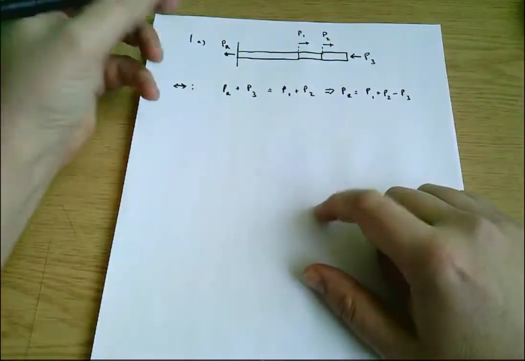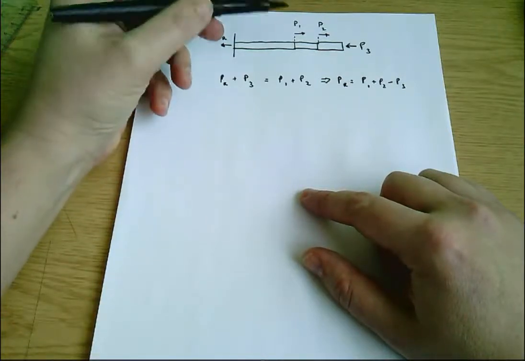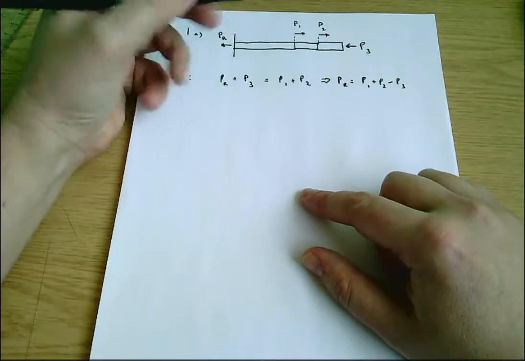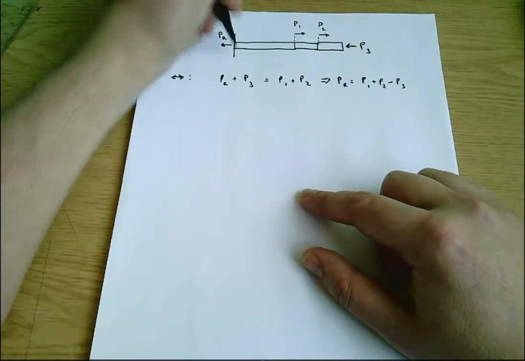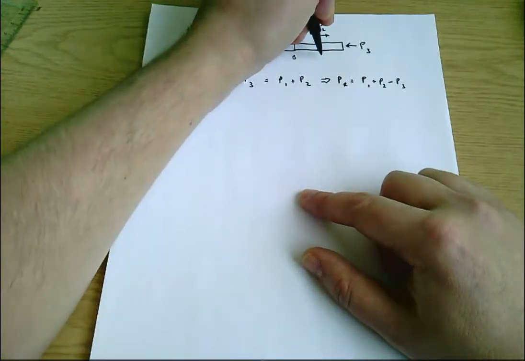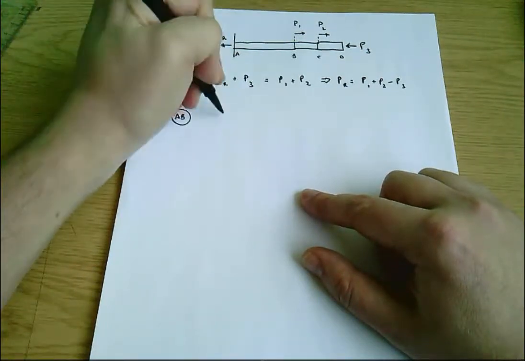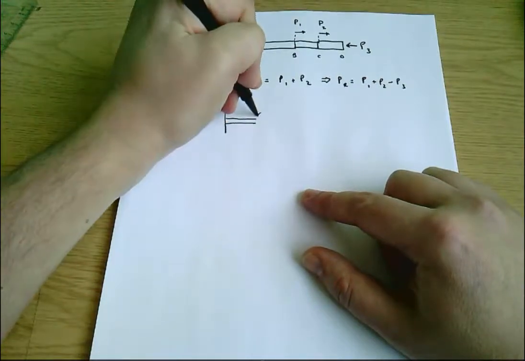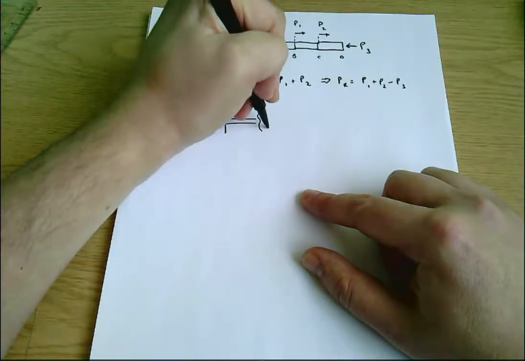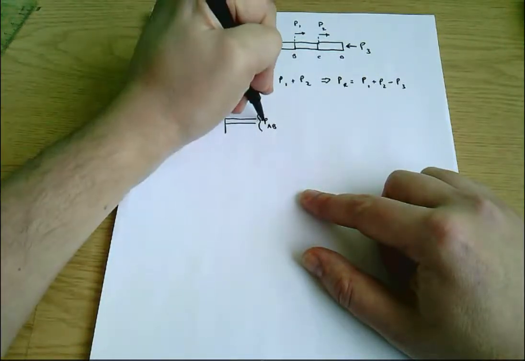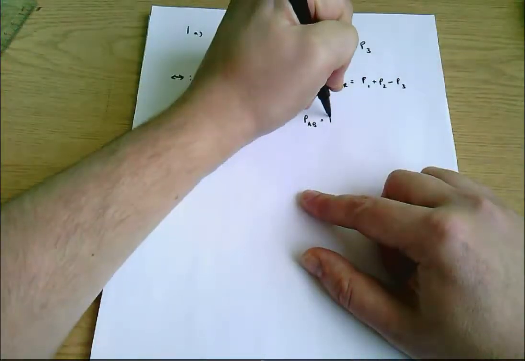The next thing that I'm going to want to do is method of sections, because each of these bits of the bar is going to experience a different stress. So let's do, this was A, this is B, C and D, surprisingly enough. If I look at region AB, and I make an imaginary cut in that, this is now PAB, the force in AB, and PAB must equal PR.